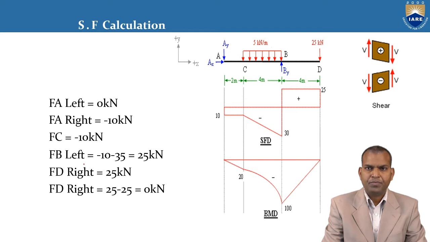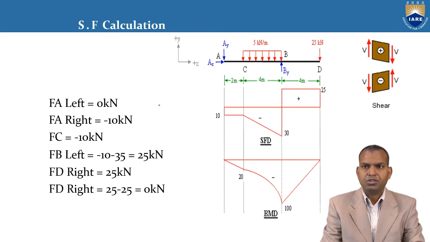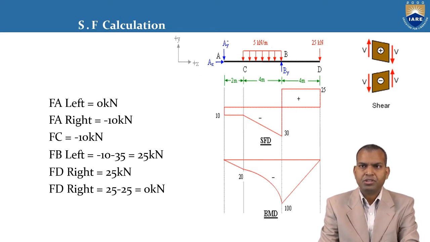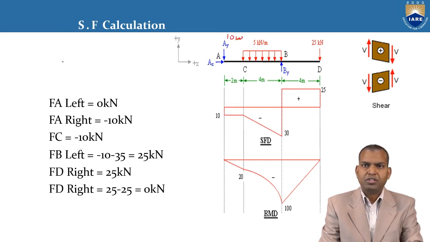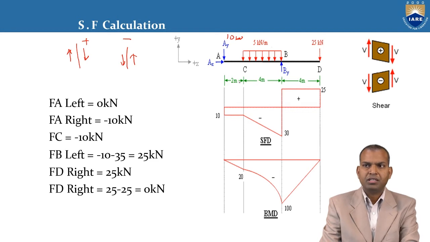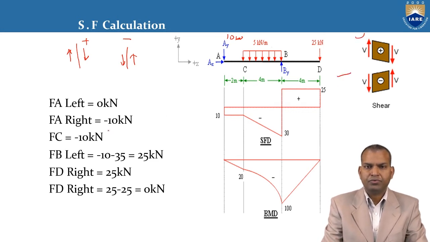After calculating the support reactions, now we are going to find the shear force values for drawing the shear force diagram. The shear force value at A is downwards, 10 kilonewtons. Now we know the sign conventions. Positive shear force is when the left side of the section is upward and the right side is downward. The negative shear force convention is the left side downward and the right side of the section upward. This is the sign convention of positive and negative shear force.